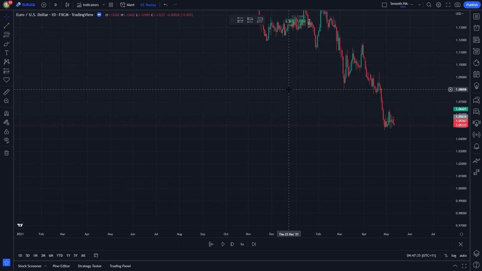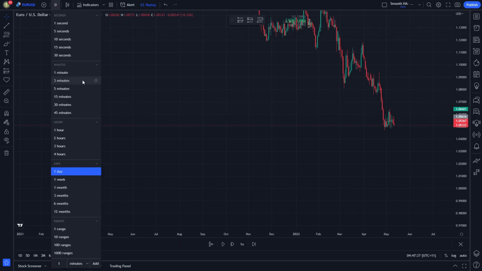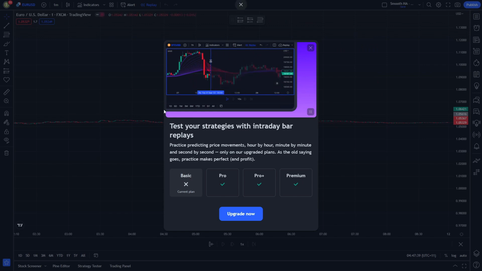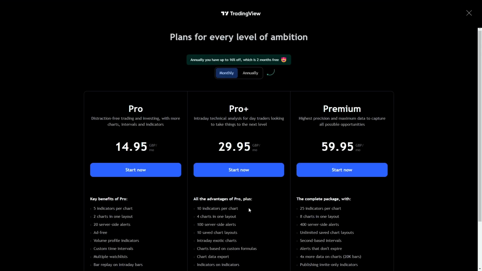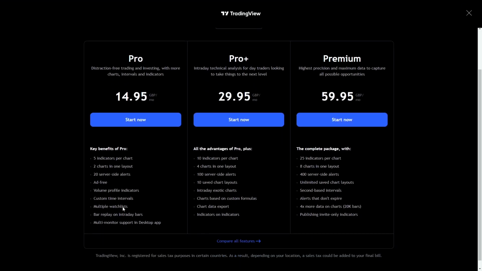Now, obviously, the limit on the free plan is that if I go down to, say, a minute chart, I can't do an intraday bar replay at the basic level. I have to go up to one of the plans. So coming back over to where we are here, that's one feature that I really found useful when I'd gone up to the Pro plan.